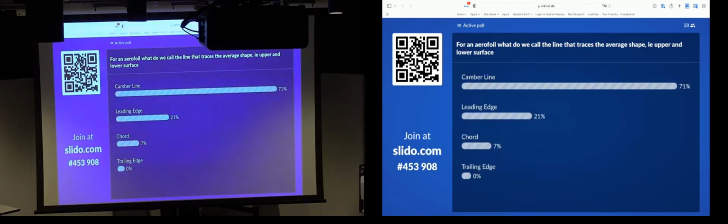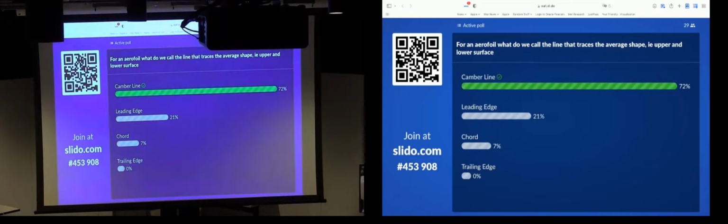71% of you said the camber line, 21% said the leading edge, 7% said the chord, and none of you said the trailing edge. So I do give you credit there. Someone put trailing edge, please? No, I'm just kidding. It is the camber line.